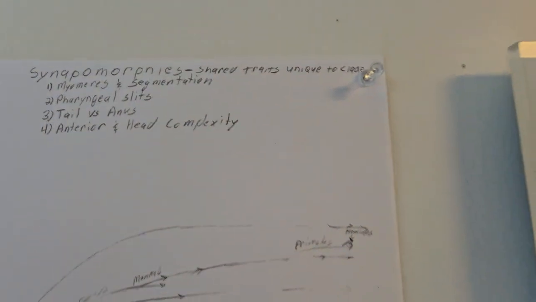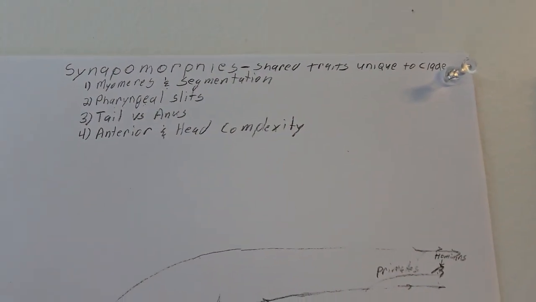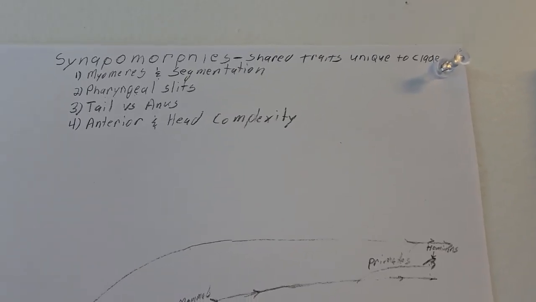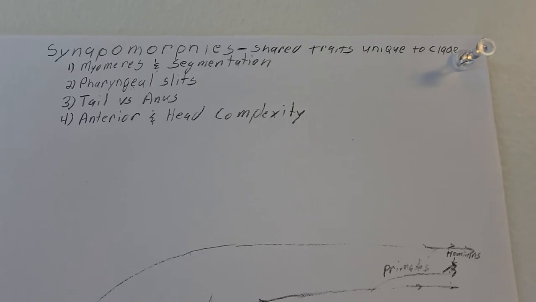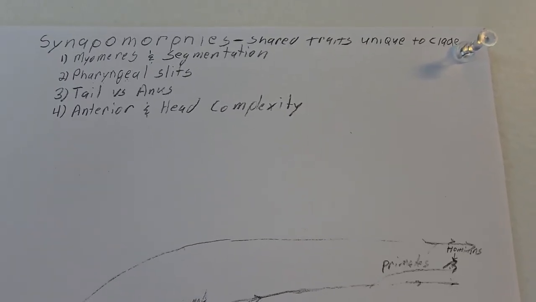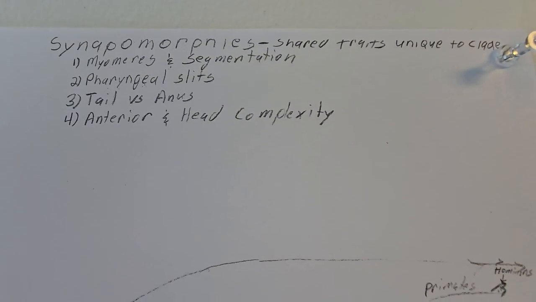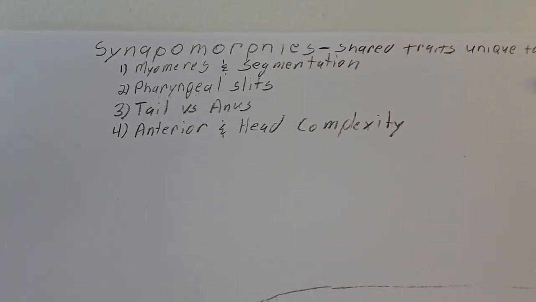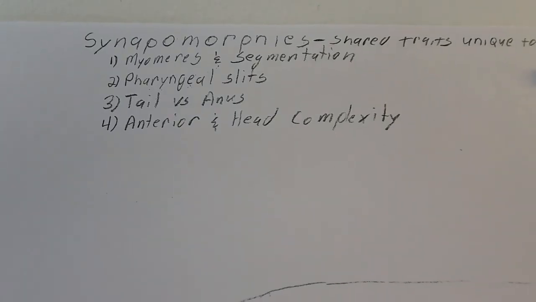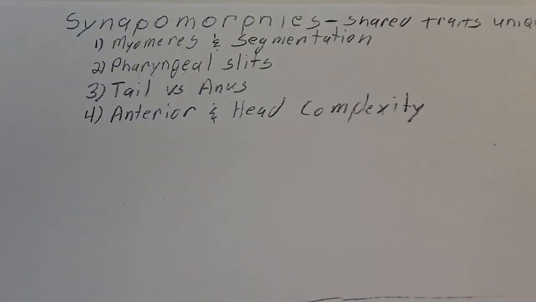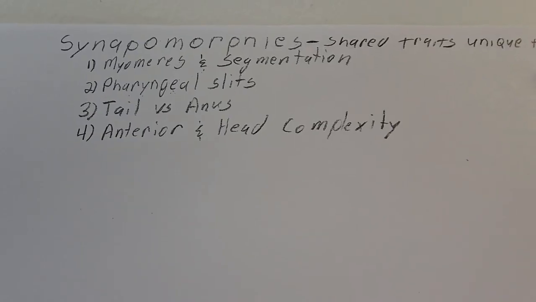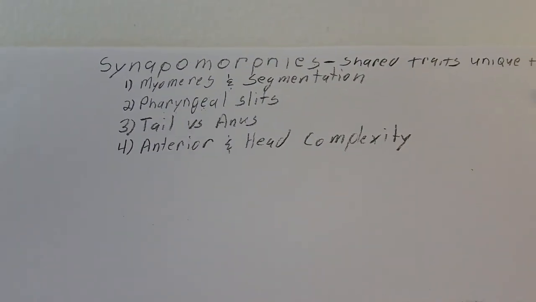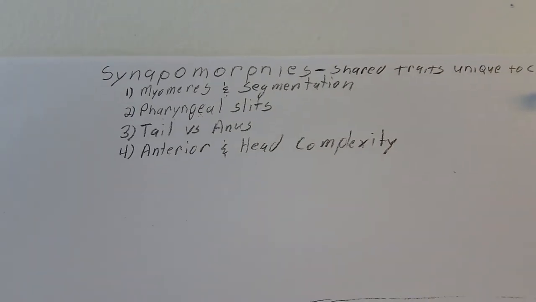Okay, so the way we're going to address this systematically is we're going to talk about synapomorphies. Synapomorphies are basically shared traits that are unique to a clade, and a clade is a group of animals. In this case, we're going to talk about segmentation in myomeres. We're going to talk about pharyngeal slits, which are basically gills in the final product. And then we're going to talk about tail position versus anus. And then we're going to talk about the anterior and the head complexity.